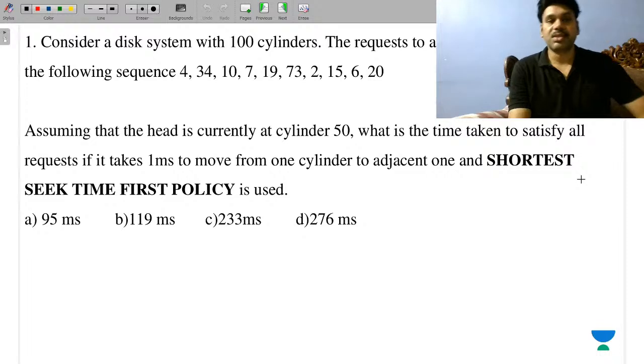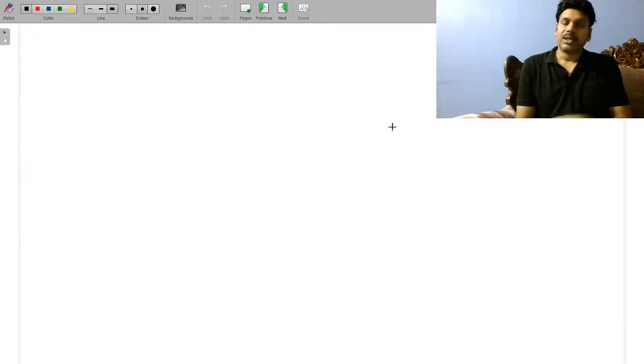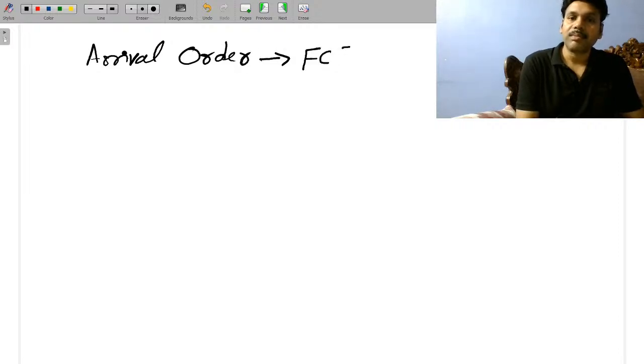So this is the first question in the disk scheduling algorithm. Before entering and solving this question, first let us understand a few of the disk scheduling algorithms we have. The first disk scheduling algorithm is based on arrival order, which is nothing but first come first serve.